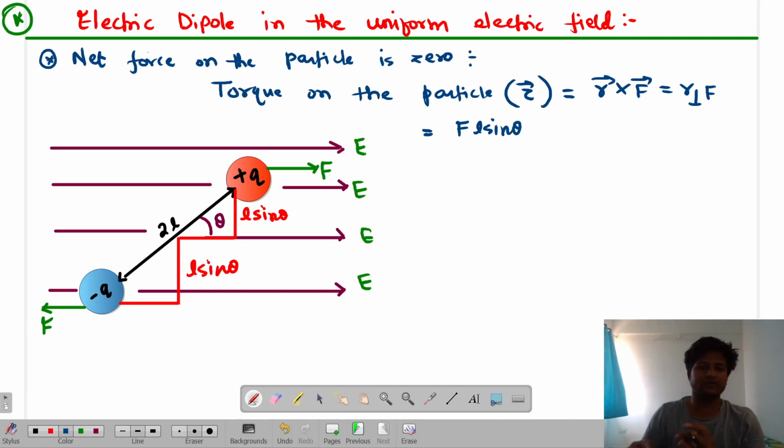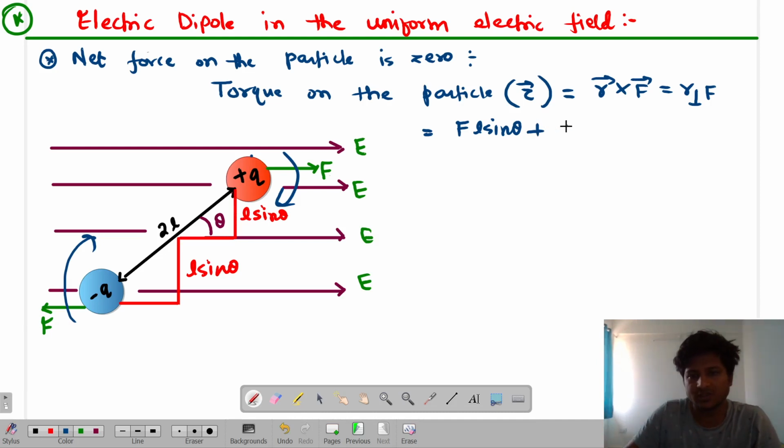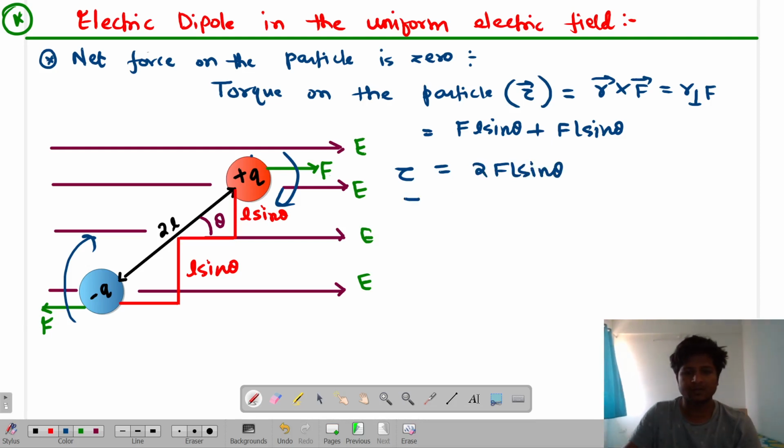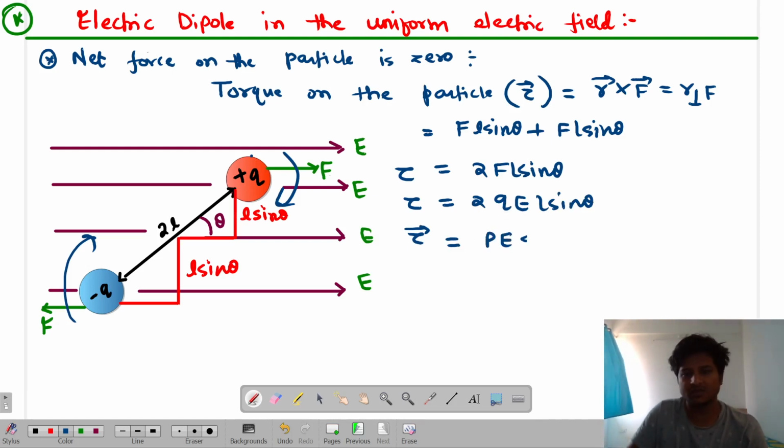And then look over there. If I just consider the rotation, this will try to rotate clockwise, and this one will also try to rotate clockwise, or not. So that means the torque due to both the forces is positive. So definitely tau is equal to how much? Twice F L sin theta. But what is F? QE, isn't it? So twice Q into electric field E L sin theta. But what is twice Q into L? That is my dipole moment, isn't it? So therefore, we write the torque vector is equal to PE sin theta.